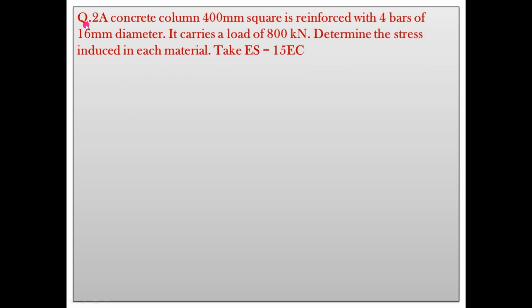Question number 2: a concrete column 400 mm square is reinforced with 4 bars of 16 mm diameter. It carries a load of 800 kilonewton. Determine the stress induced in each material. Take ES is equal to 15 into EC. This question was asked in summer 2019 for 8 marks, in the G scheme exam.